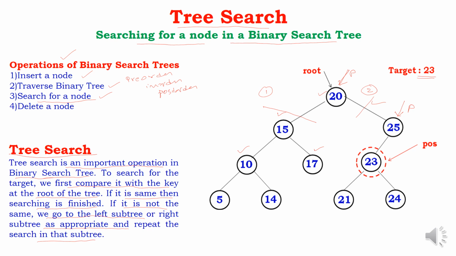Now we compare. Is p data equivalent to 23? P data is 25. Is the target equivalent to p data? No, the target is 23. It is not equivalent to 25. So it has to compare.